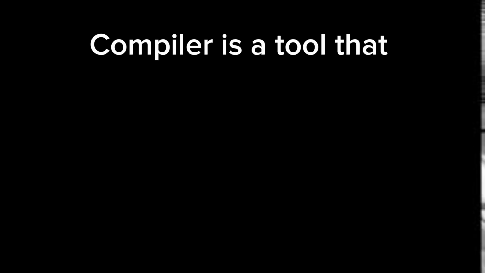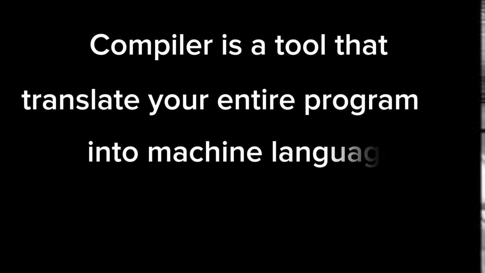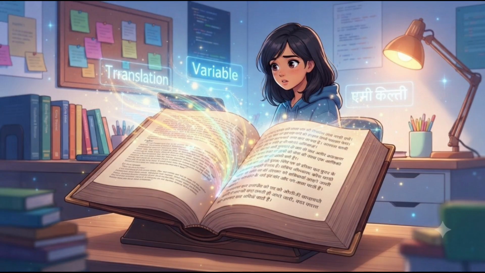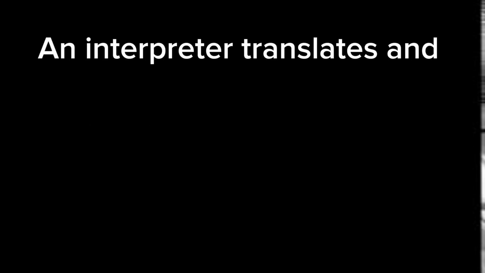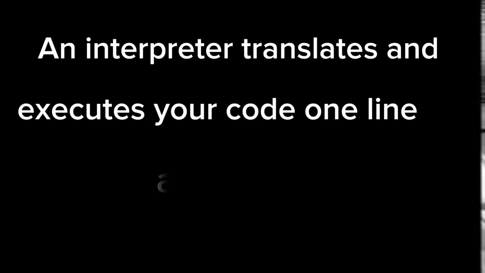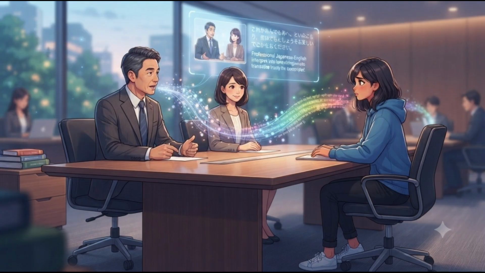Next term is compiler. A compiler is a tool that translates your entire program into machine language before running it. For example, imagine translating an entire English book into Hindi before anyone starts reading it. That's basically what a compiler does. The next term is interpreter. An interpreter translates and executes your code one line at a time. For example, imagine a translator standing beside someone during a conversation. As soon as one sentence is spoken, it's translated immediately. That's how an interpreter works.